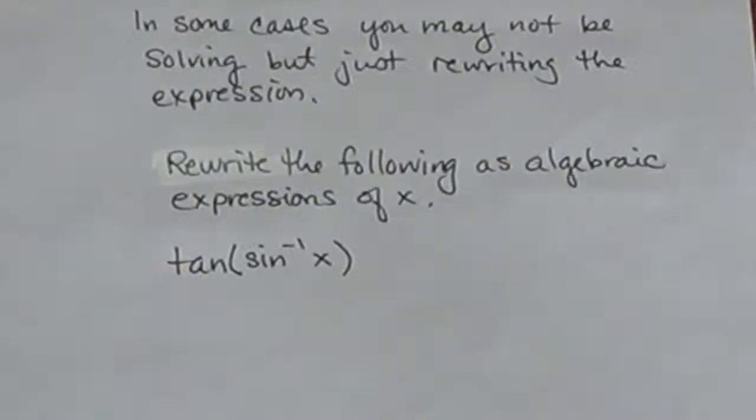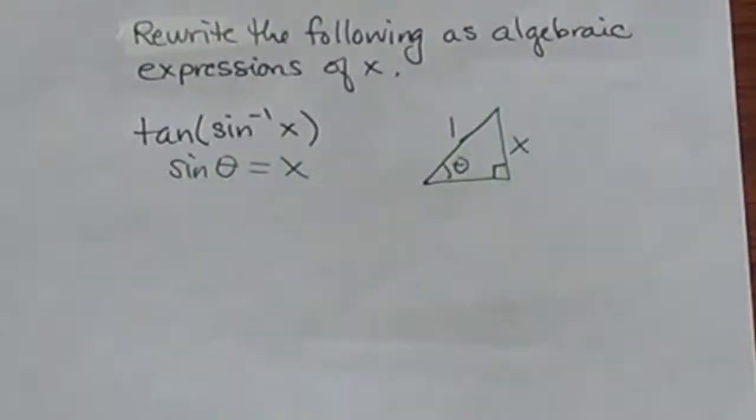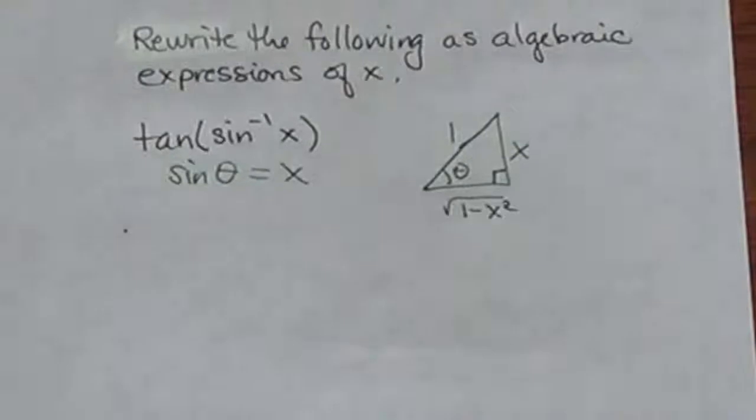And for this first one, let's look at tangent of the arcsine of x. Now if we start out the same way we just did, we're going to let sine of theta equal our x. So setting up our triangle, we see that one side is x, our hypotenuse is 1, and we just need to find the other side. So by the Pythagorean theorem, the other side is going to be the square root of 1 minus x squared.